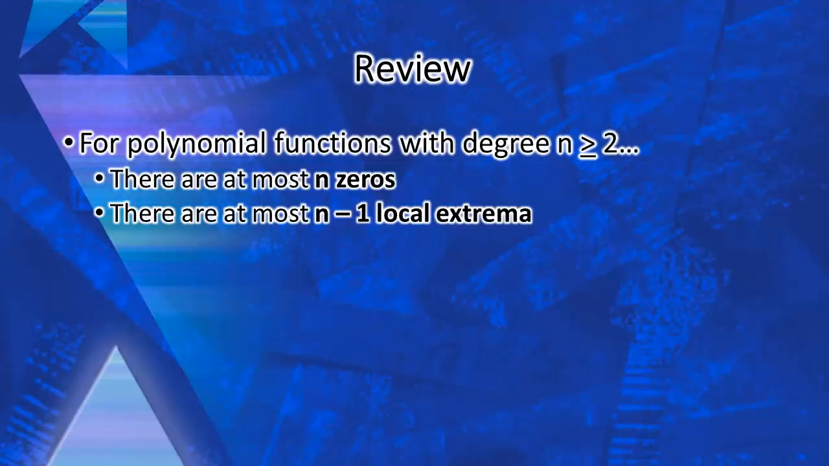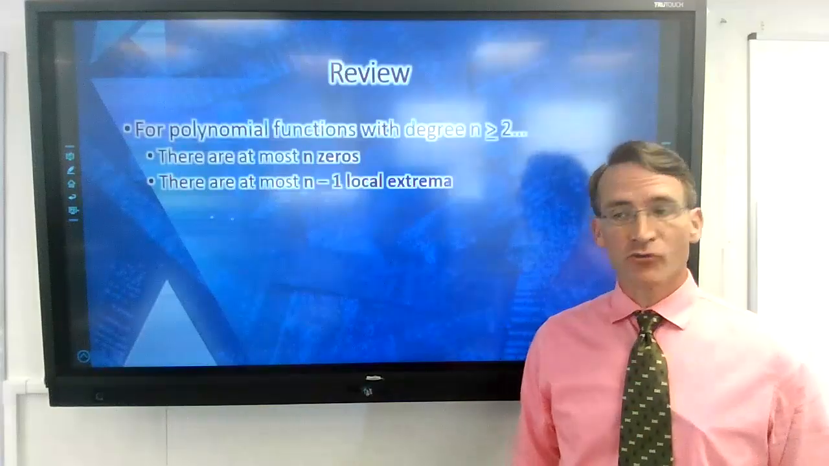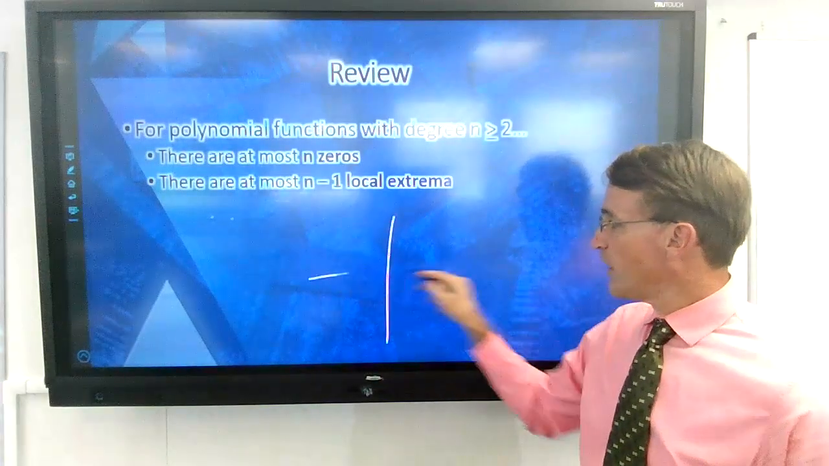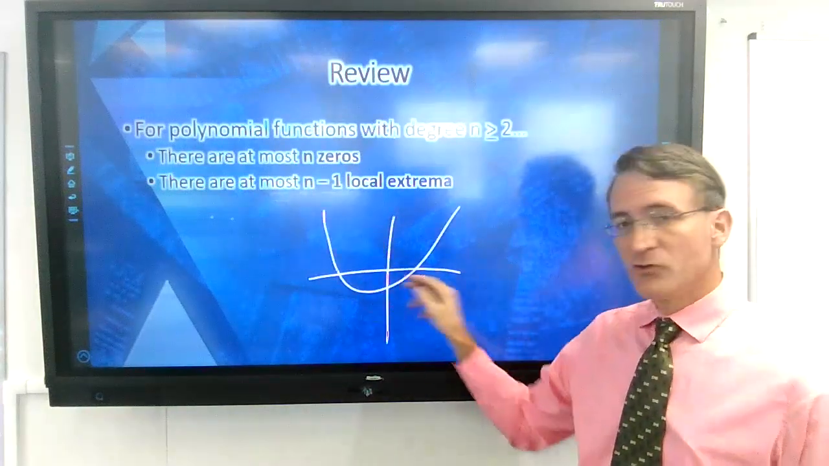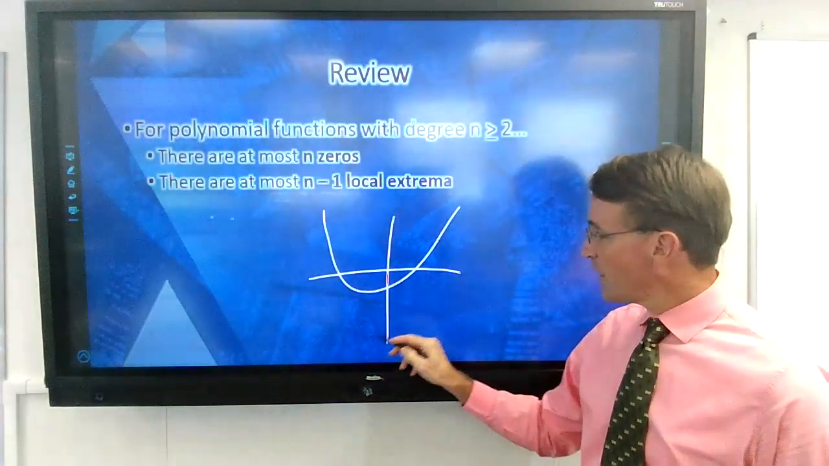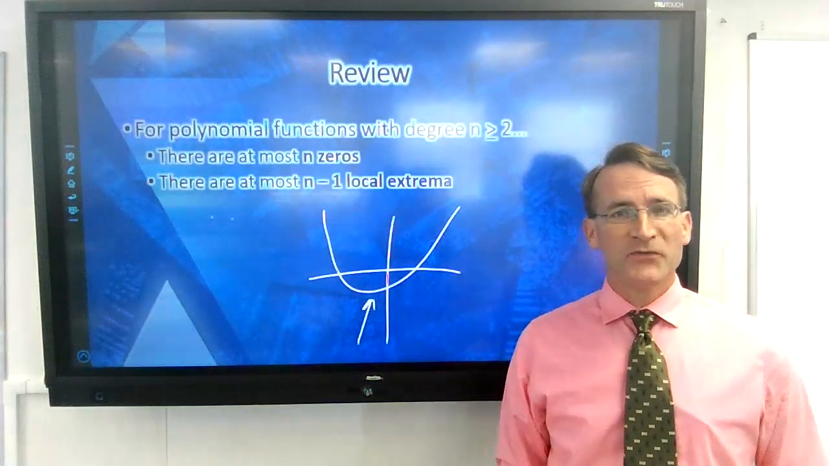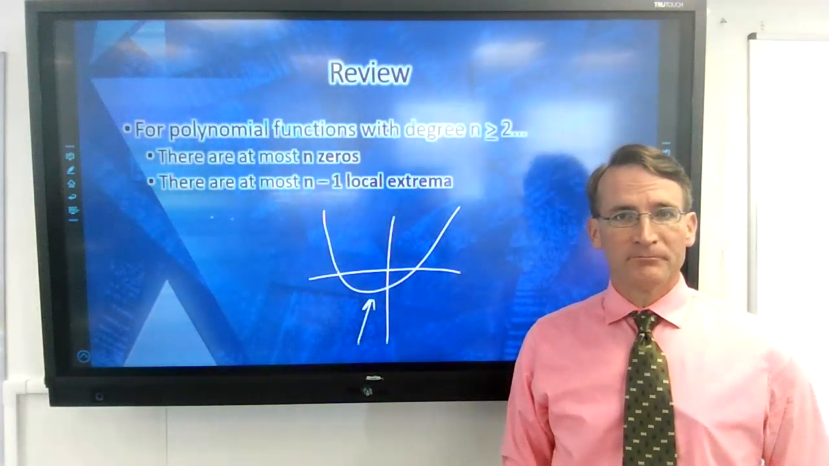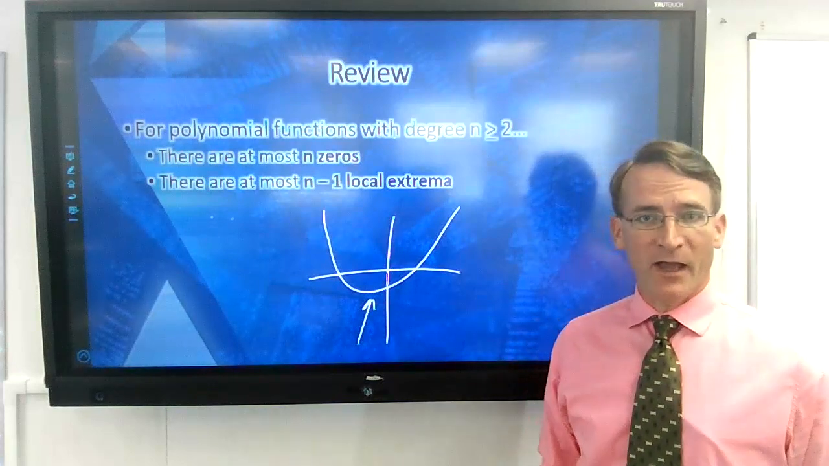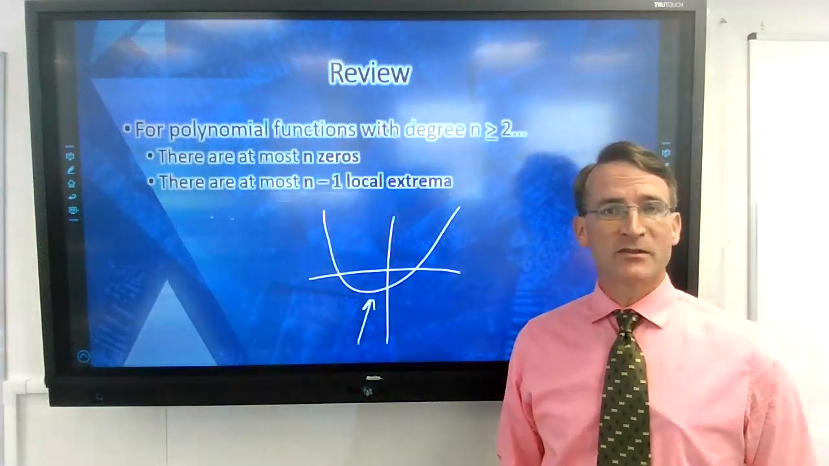Along with that, there are at most n minus 1 local extrema. So if I have a quadratic and I graph it, I could have up to 2 zeros, but along with that, I only have 1 local extrema. It's 1 fewer than that. That is the most I can have. I could have fewer, but that's the most.